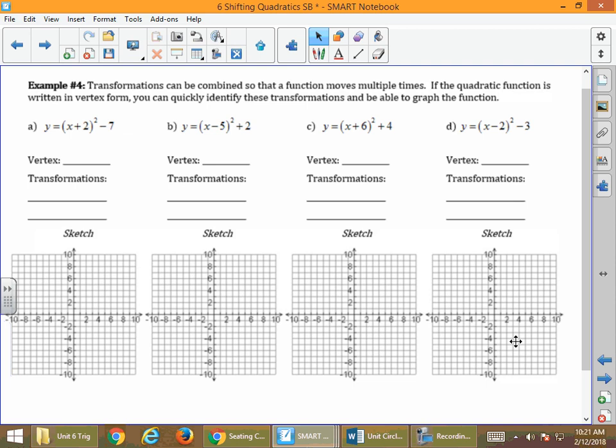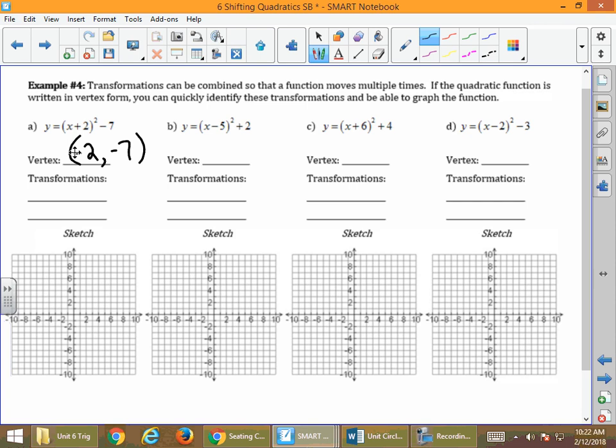First thing, let's go back. What's the vertex of this? And keep in mind that vertex is also known as turning point. Well, one way that we can think about it is that we change the sign and we keep the sign. So change the sign, it's going to be negative 2. Keep the sign, negative 7.